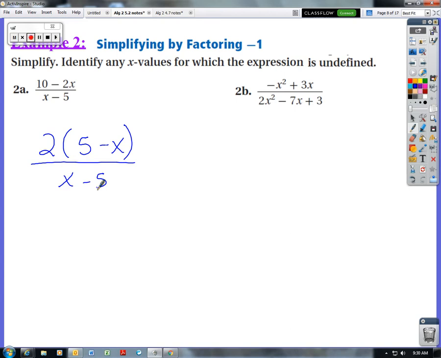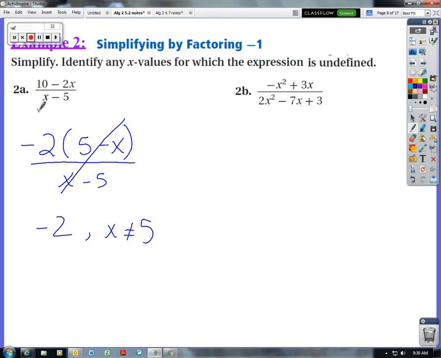5 minus x and x minus 5 are opposites of each other. So I'm going to do the shortcut. I'm going to cancel them out and put a negative out front. I'm just left with negative 2. But I have to also write where it's not equal. So x cannot equal positive 5. You look in the original.